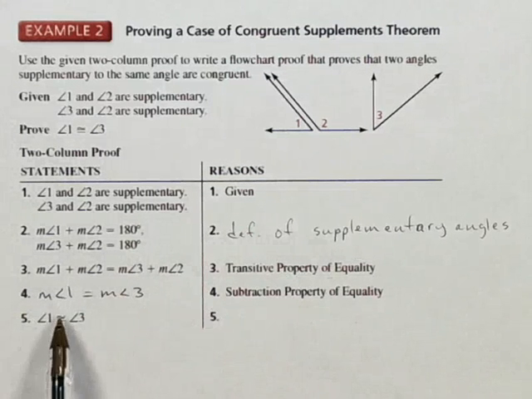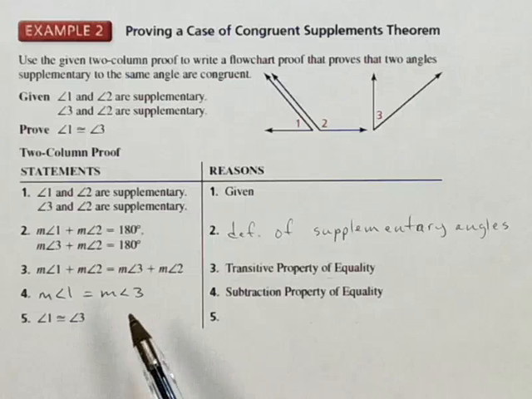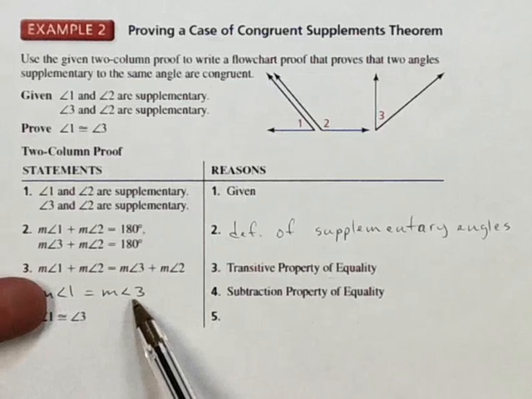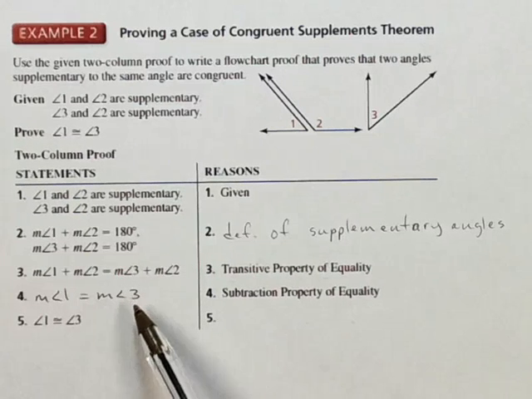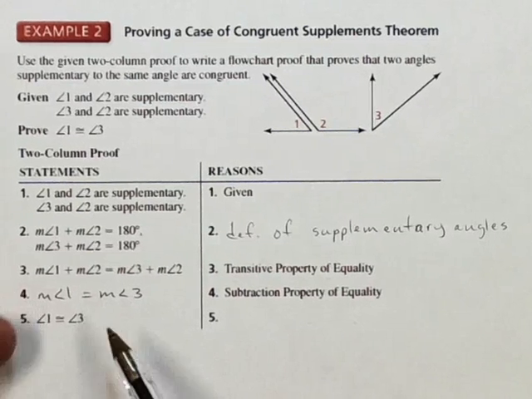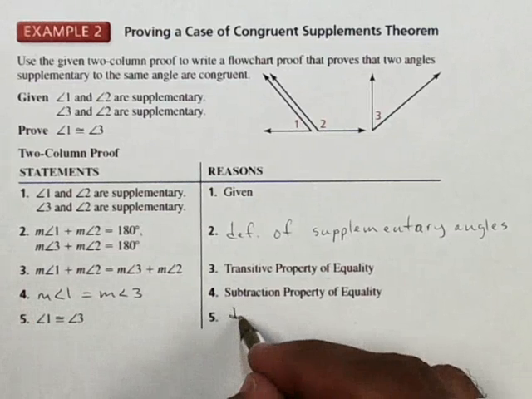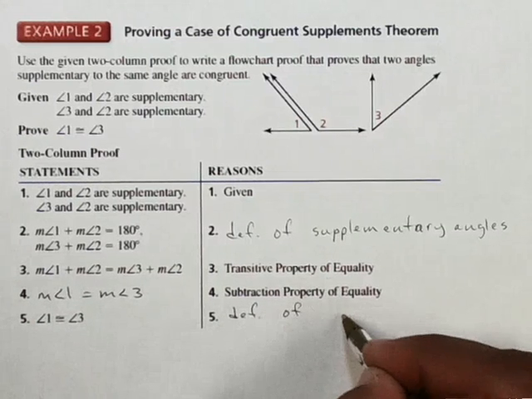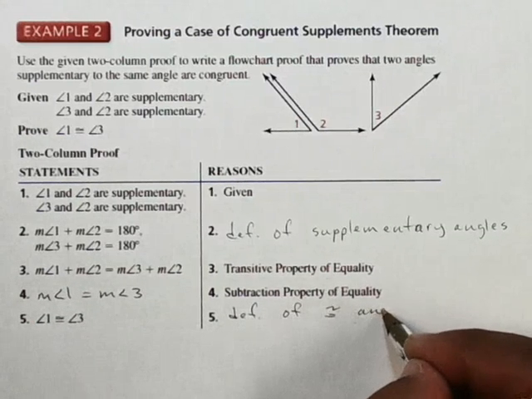And if they're equal in measure, and they're talking about 2 angles here, angle 1 and angle 3, that must mean that they're congruent. So we would call that the definition of congruent angles.